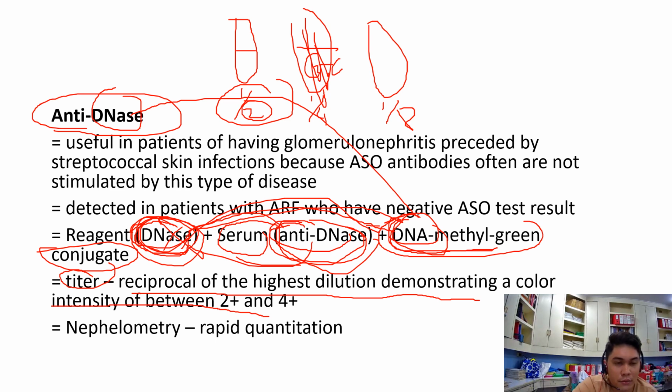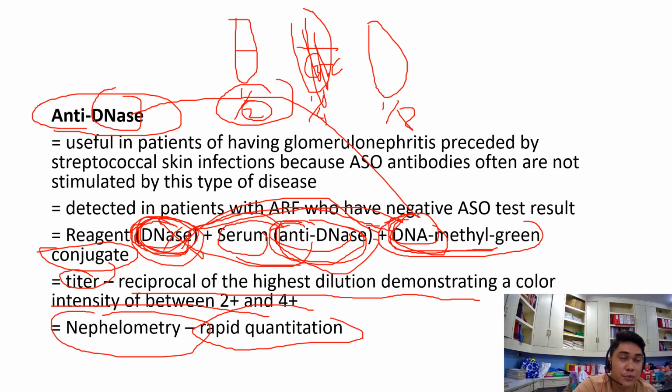So if we want proper quantitation or a quantitative test, then we need to perform nephelometry. For nephelometry, no need to observe color change because our goal in nephelometry is to measure the amount of scattered light. Okay, and the amount of scattered light is directly proportional to the concentration of anti-DNase.